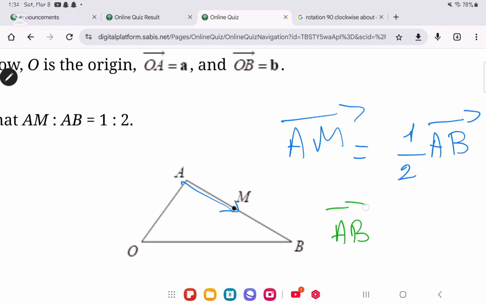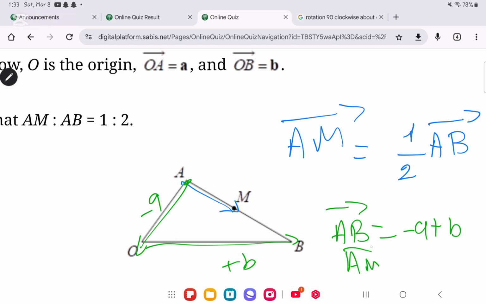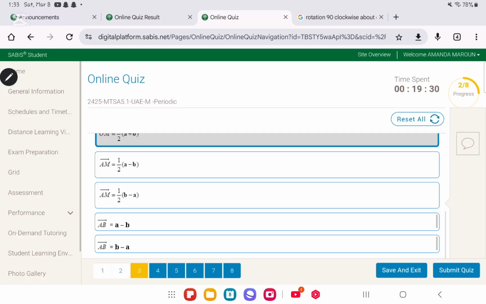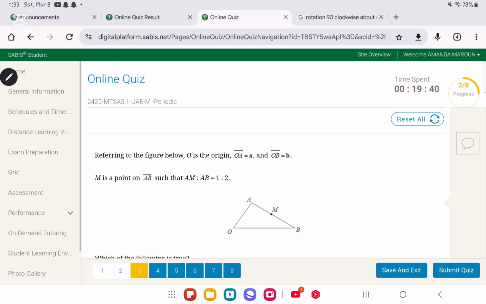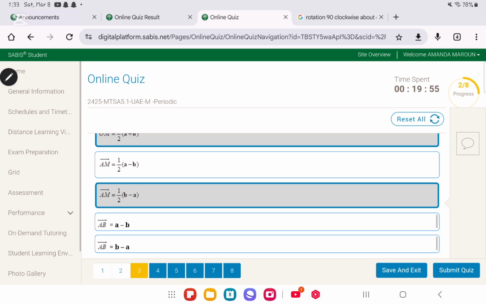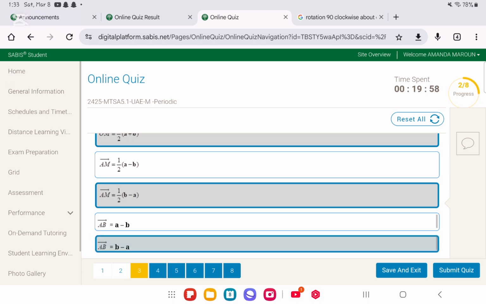AB is equal to minus A plus B. So very simply, AM would be equal to half of minus A plus B, or half of B minus A. And AB, again, we found it many times. AB is like this, so it's minus A plus B, or in other terms, B minus A.